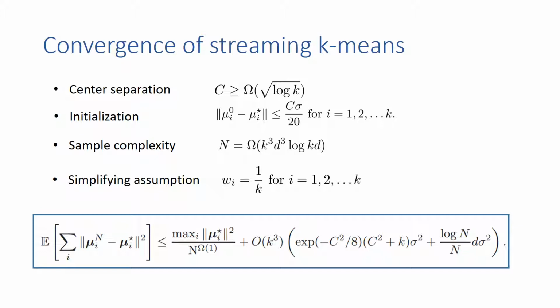We bound the expected error in the center estimates as we get more data points from the stream when we use the streaming k-means heuristic. For a small center separation of square root log k, and for polynomial in k and d samples, a suitable initialization gives us the following bound on the expected error.